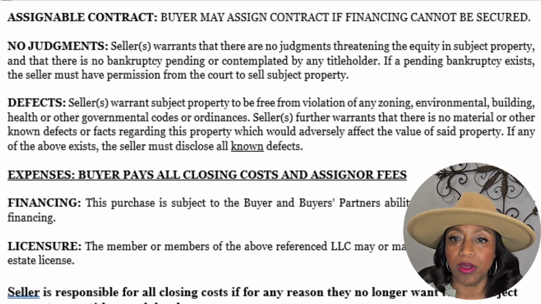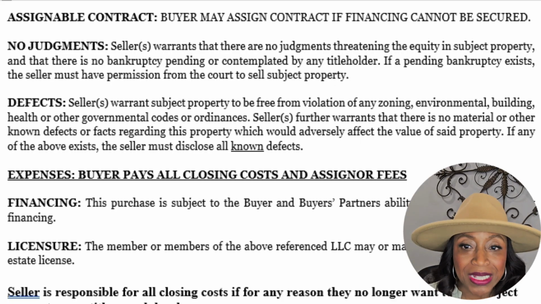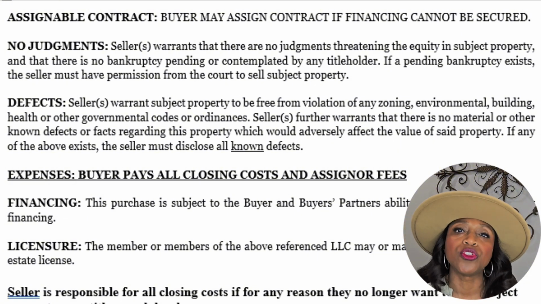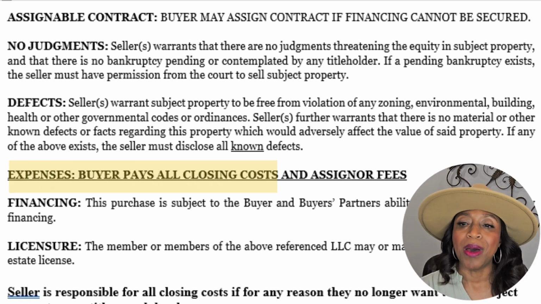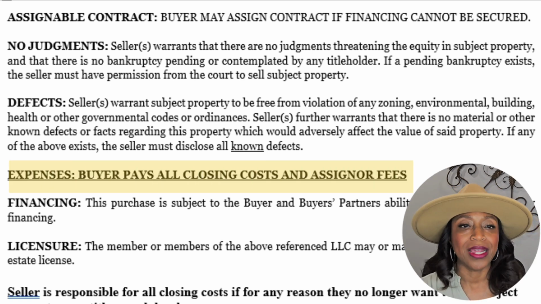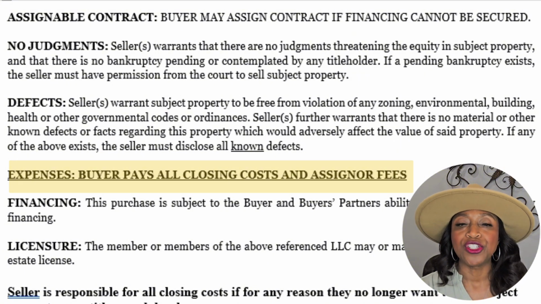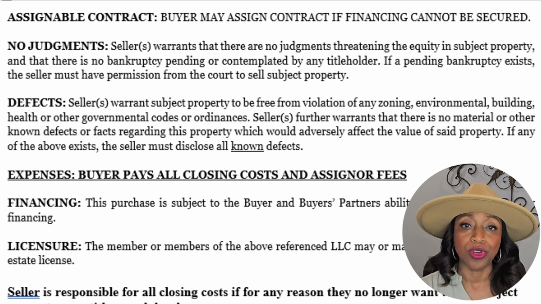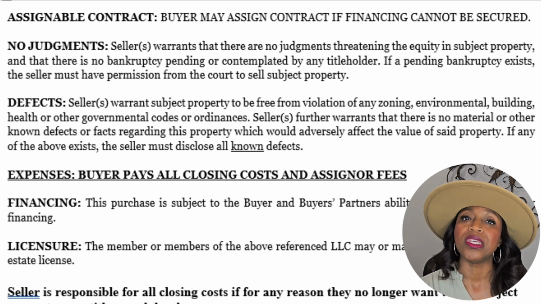So let's carry on. So expenses, this is letting the seller know upfront, because as I've said in many videos before, transparency is going to be the key. So we have expenses. The buyer pays all of the closing costs and assigner fees. I never mention to my sellers how much my assignment fee is going to be, because most of the time I don't know, because it just depends on what the buyer is actually willing to pay for it.